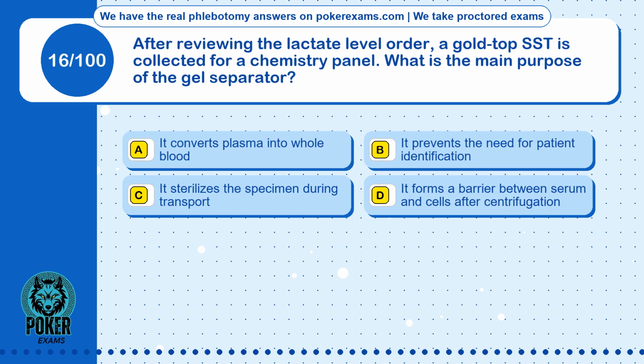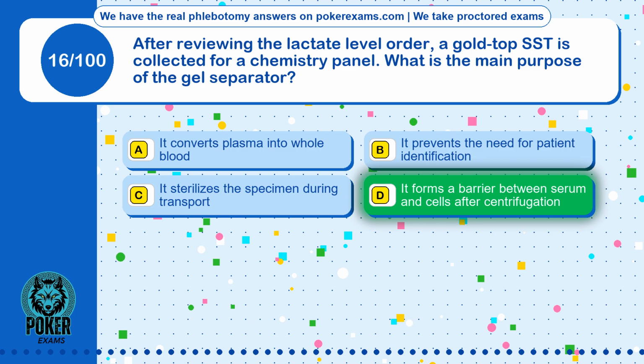Question 16. After reviewing the lactate level order, a gold top SST is collected for a chemistry panel. What is the main purpose of the gel separator? Option A. It converts plasma into whole blood. Option B. It prevents the need for patient identification. Option C. It sterilizes the specimen during transport. Option D. It forms a barrier between serum and cells after centrifugation.